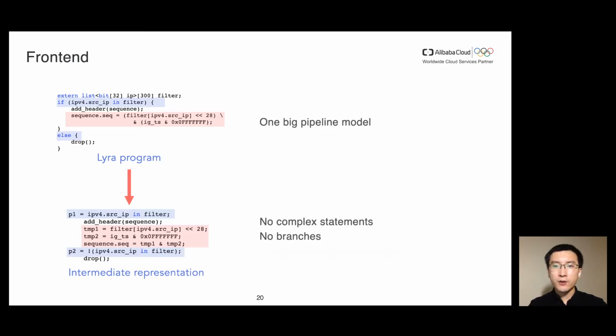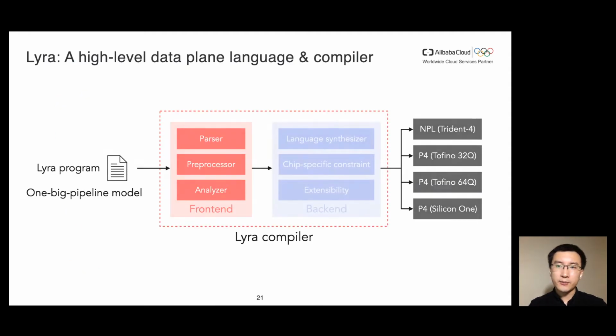And at last, the front end analyzes the dependency relationship of the statements. We can see that the fourth statement under the first predicate depends on the above two statements. Now let's check the backend.